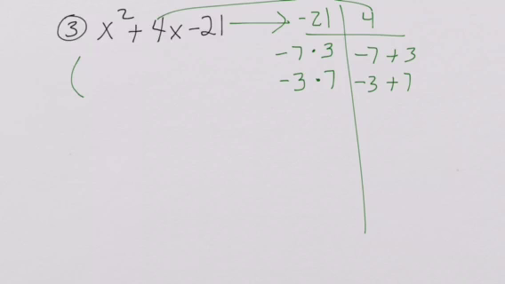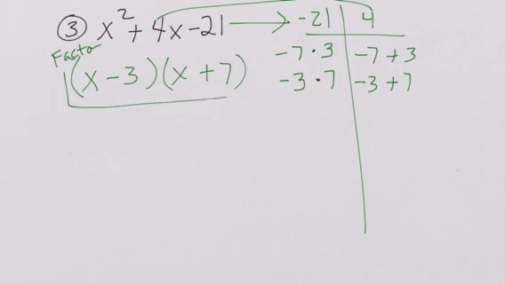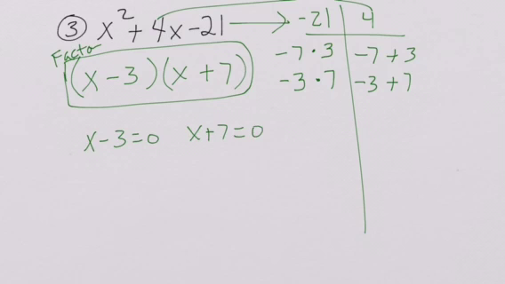So I'm going to go ahead and set up my parentheses, put my x in, and make it negative 3 and positive 7. If they ask me to factor it, then I'm done, and this is my answer. That is that trinomial in factored form. If they ask me to solve, I'm going to take x minus 3 is equal to 0 and x plus 7 is equal to 0.